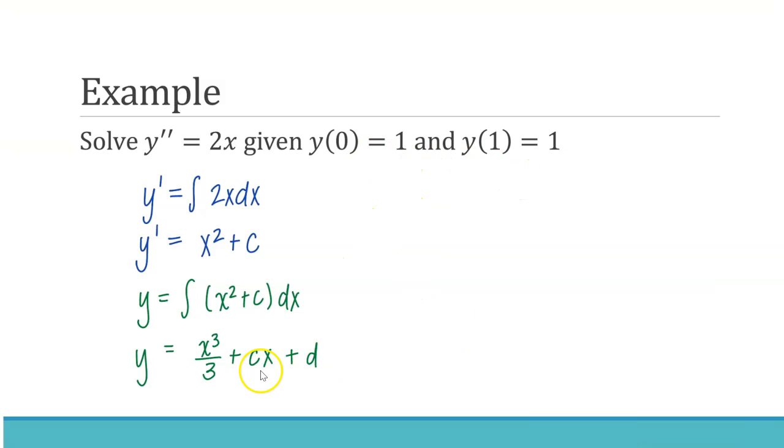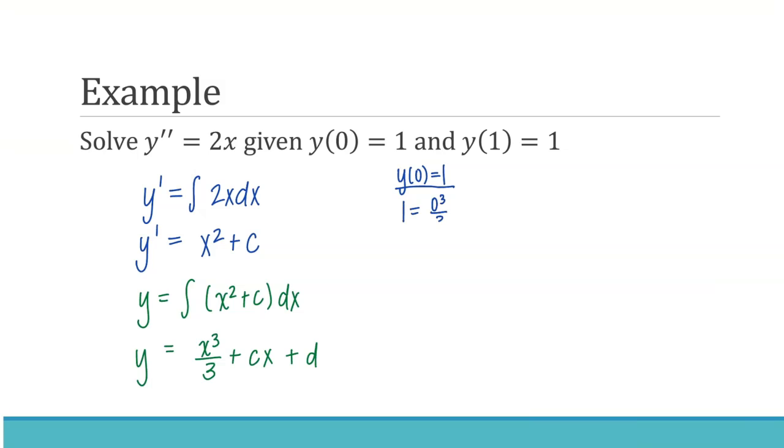So I'll be able to solve for c and d to get my answer. So let's start by using the initial condition y of 0 is equal to 1. So that means when I plug 0 into each x, 1 has to come out for y. So that's what I'm going to start with. So 1 would come out when I plug in 0.